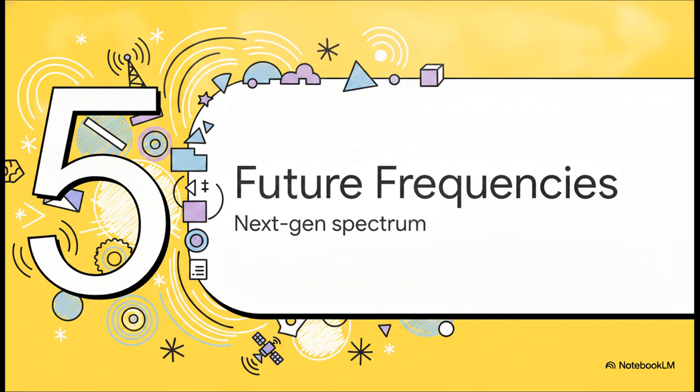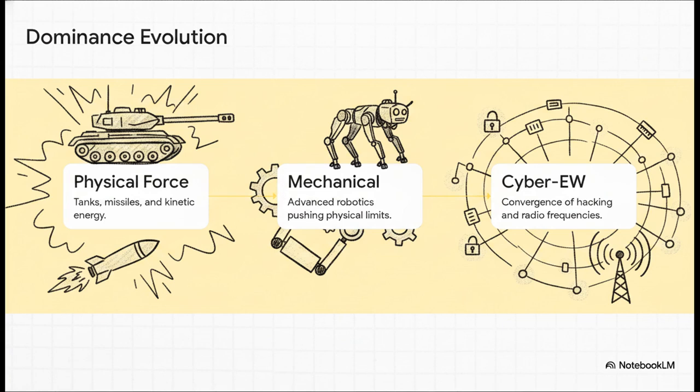Let's move to our final section, number 5, the future of frequencies. Let's look ahead and see exactly where our mastery of this sensory spectrum is taking us next. We are witnessing a seriously rapid evolution in military dominance. We started off in an era dominated purely by physical force, right? Tanks, missiles, kinetic energy. Then we evolved into the era of advanced mechanical engineering, pushing physical limits with robotics like BigDog. But today, and definitely moving into tomorrow, we're entering the era of cyber-electromagnetic convergence.